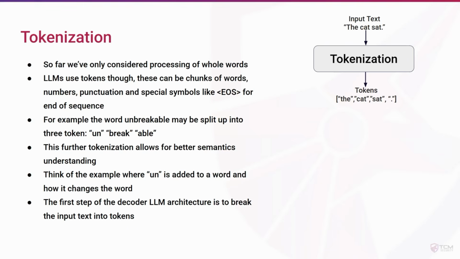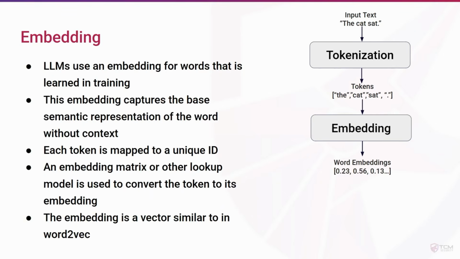So the very first step of the Decoder LLM architecture is to take that input text and break it into its tokens. For example, if we're using "the cat sat.", well, that would actually be broken into 4 tokens, most likely one for "the", one for "cat", one for "sat", and then also one for the period punctuation. The next step is the embedding.